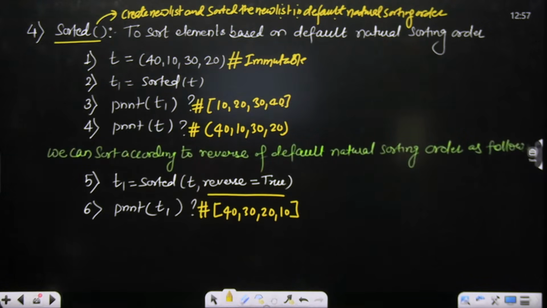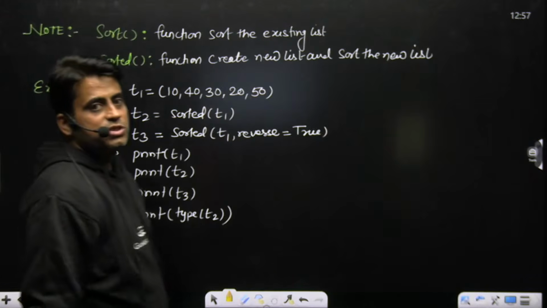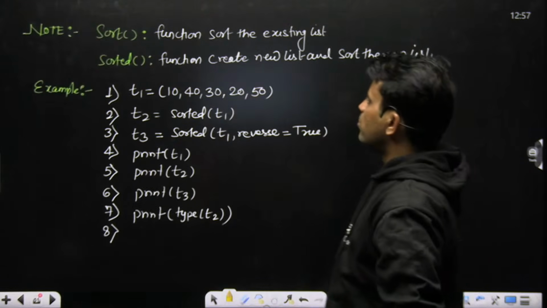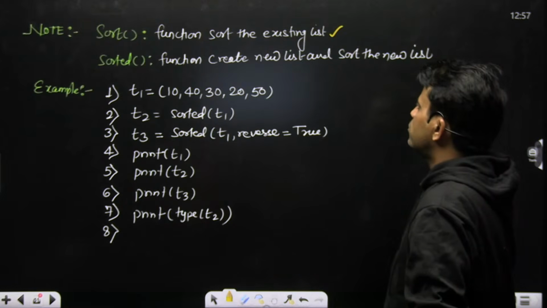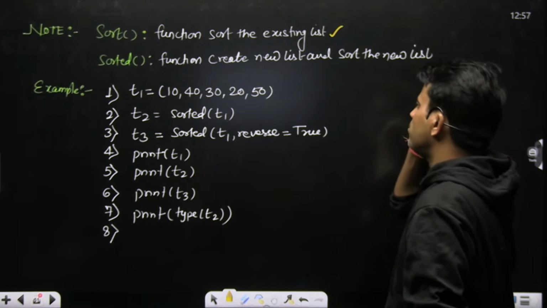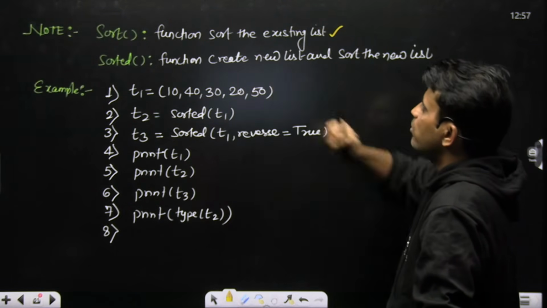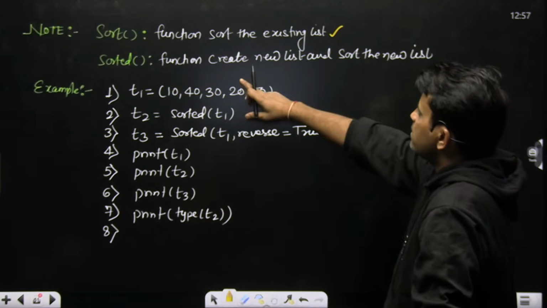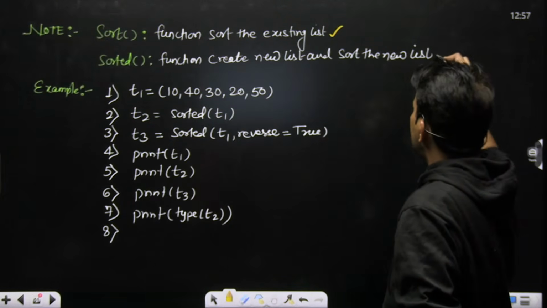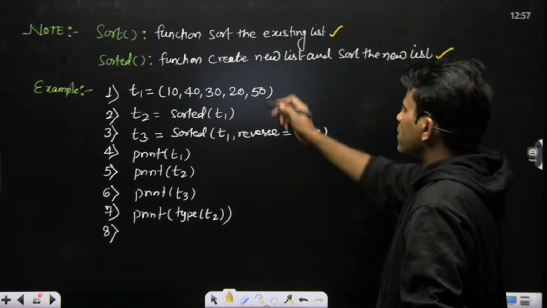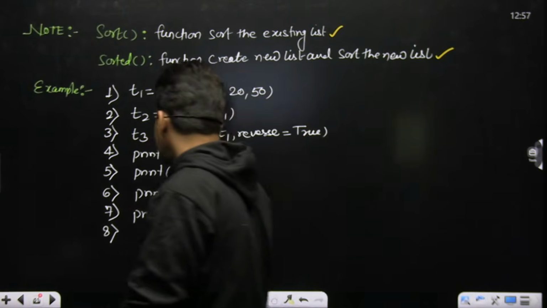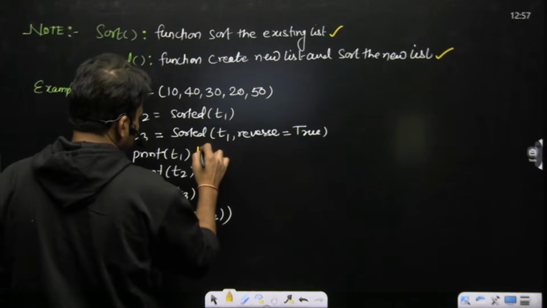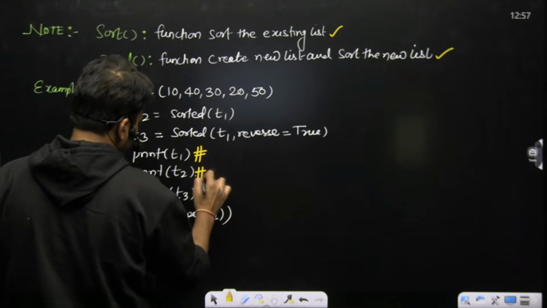Okay. So the difference between the sort and sorted method. The sort function sorts the existing list because list is mutable, student. Right? The sort method applies on a list. The sorted function creates a new list and sorts the new list. Right, student? Okay. So T1 equals to this one, T2 equals to this one, T3 equals to this one, print T1, T2, T3 and type of T2. So what is the output of this one? Everyone reply. Fatapat reply.